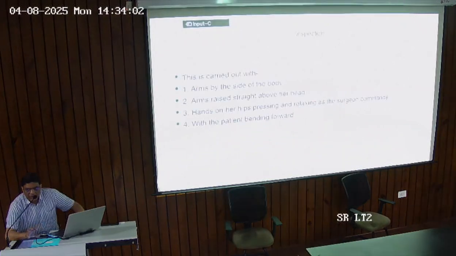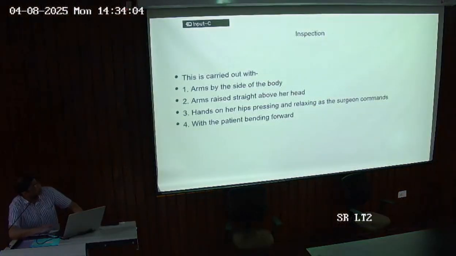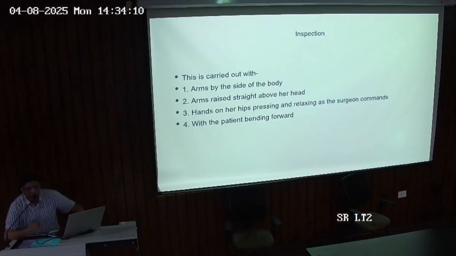Then on bending forward, what happens if the nipple is involved? If the nipple is involved, it will not fall forward on bending forward on the malignant side. That can be demonstrated in the clinical postings, because it is very difficult to demonstrate here. You have to understand this.